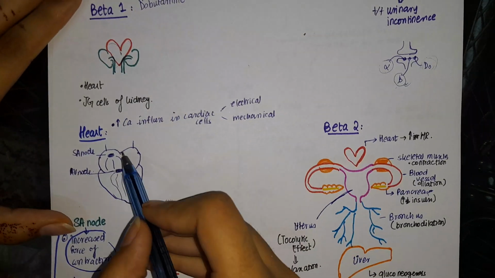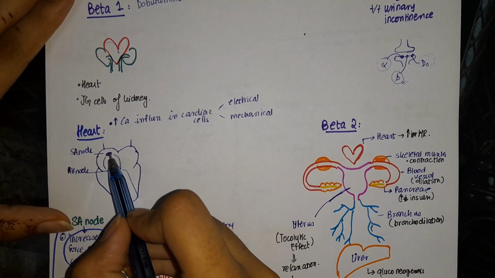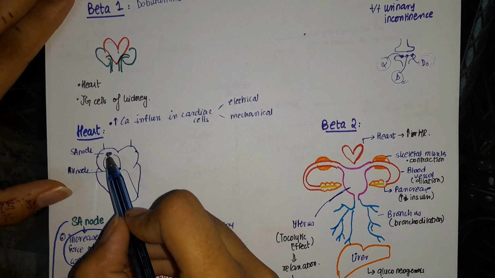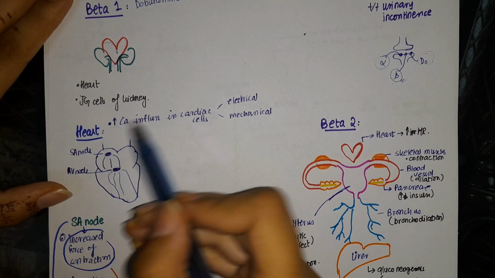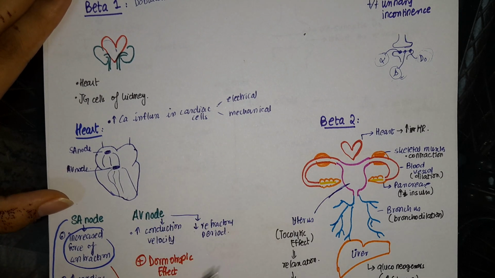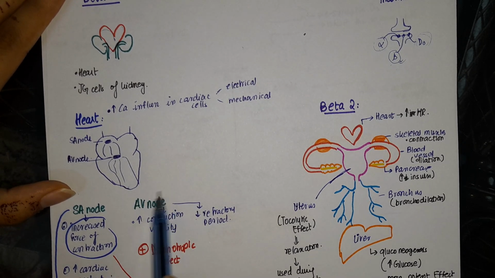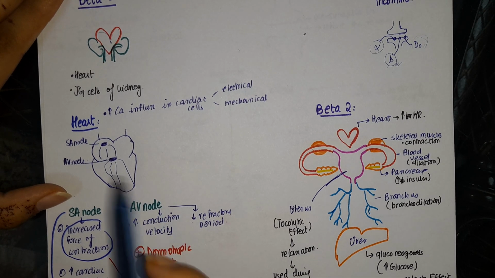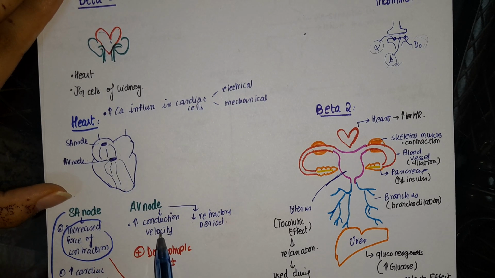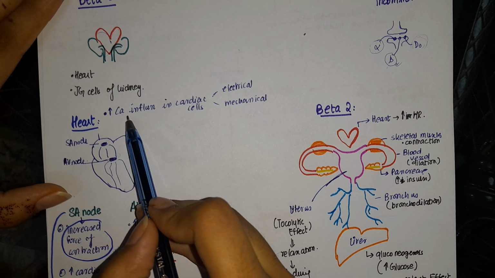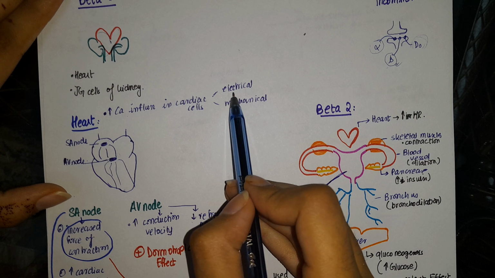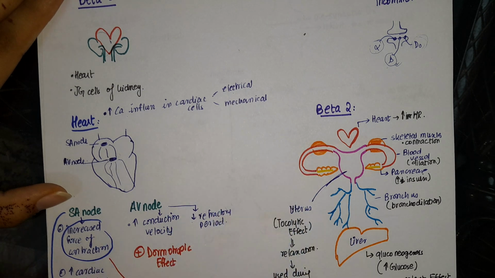So what will happen on the heart? On the heart, you have the SA node and the AV node. The SA node is the pacemaker of the heart, and it is going to increase the force of contraction of the heart. But the AV node is associated with the velocity of conduction, or speed of conduction. So when you stimulate the AV node, it will increase the conduction velocity and therefore decrease the refractory period. Calcium influx in the cardiac cell will do electrical and mechanical stimulation of the cardiac cells.